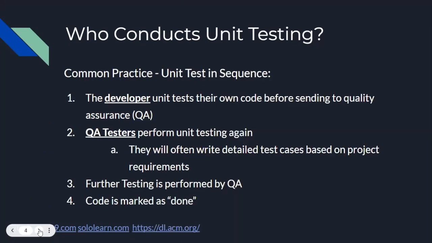Involved in unit testing, or who conducts the testing, is the developer and the quality assurance tester. The developer will do the unit test before they send it off to the quality assurance tester. Then they'll repeat the test, and then they'll go into more depth until eventually the code can be marked as done.